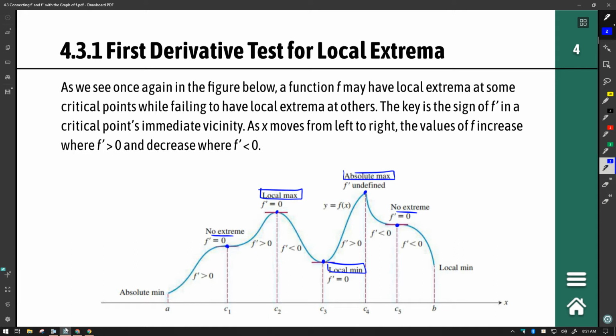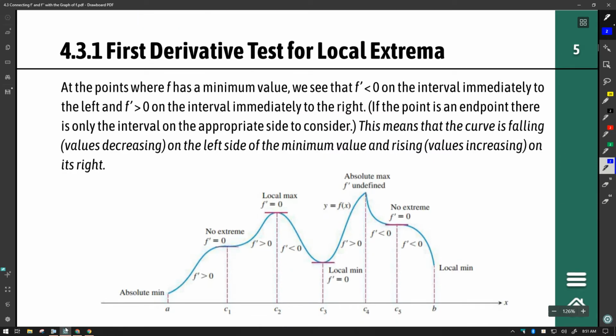Notice that on the local max to the left, we have f prime positive, the graph is increasing, and to the right, we have f prime negative, the graph is decreasing. At the local min, right to the left, we have f prime negative, to the right, we have f prime positive. So let's get into that a little bit more. At the points where f has a minimum value, we're going to see that f prime is negative on the interval immediately to the left, and f prime is positive on the interval immediately to the right.